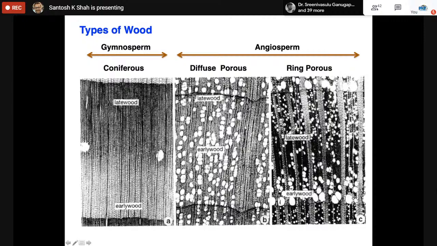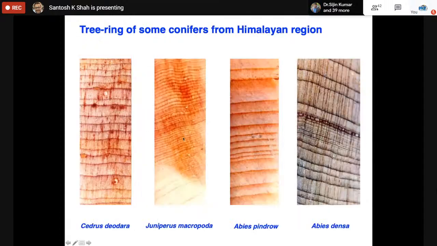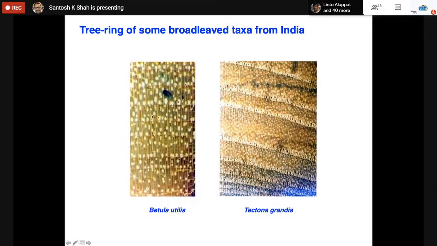We can even study these vessels in terms of various analyses. These are actual tree ring photographs. This is from the Deodar tree, mostly growing in the Himalayan region, that is Cedrus deodara. Juniper, these are mostly high altitude trees. And Abies pindrow, that is a fir. And Abies densa, this is mostly growing in the eastern Himalayan region. This is Betula utilis, what we call Bhojpatra in Hindi or the vernacular language. And this is the teak tree, mostly a broadleaf taxon growing in peninsular India. And Betula utilis mostly forms the tree line limit, in the higher altitude region close to glaciers.